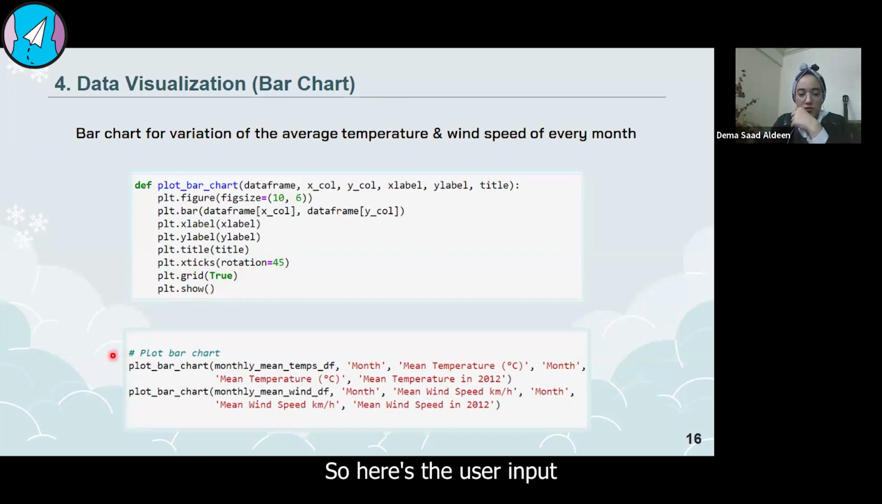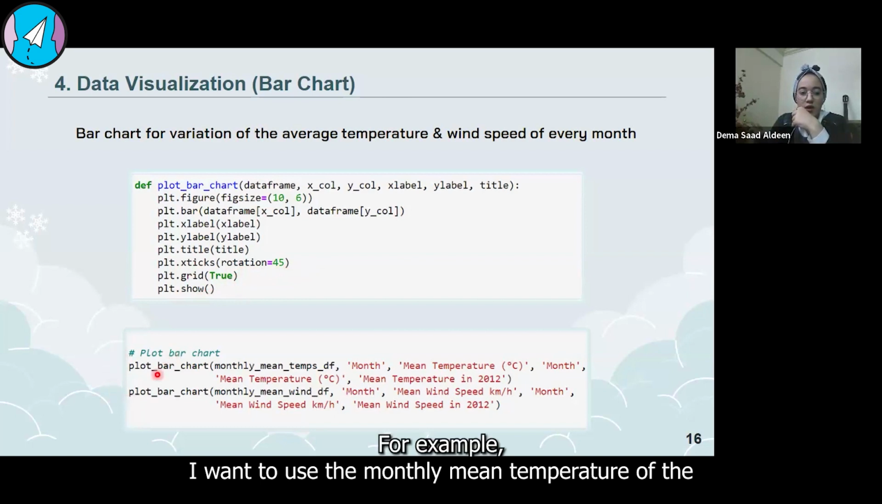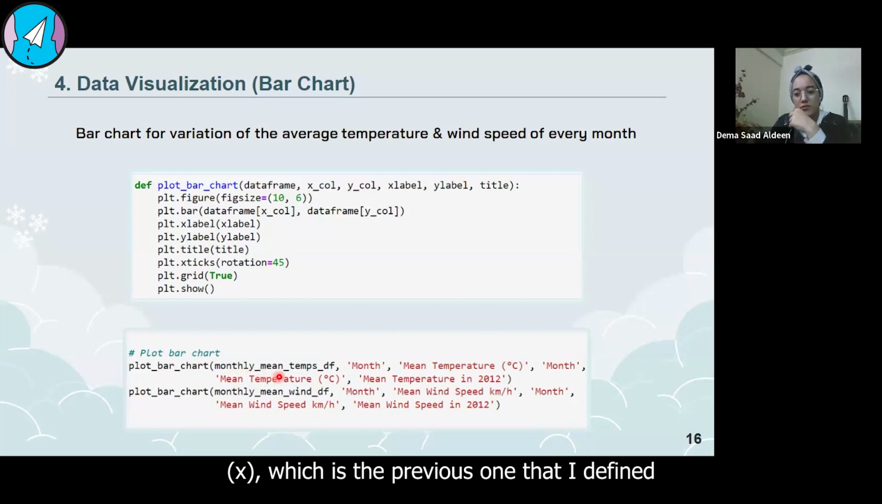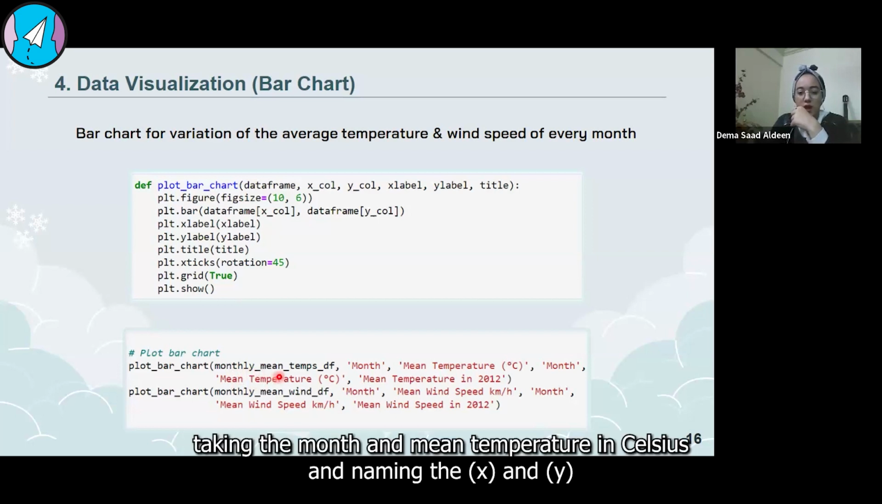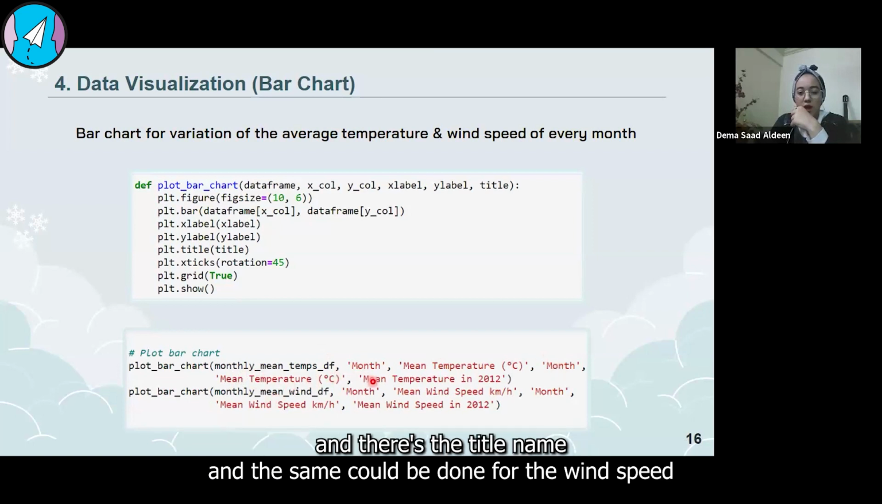So here's the user input. For example, I want to use the monthly mean temperature df, which is the previous one that I've defined, taking the month and mean temperature in Celsius, and naming the X and Y, and there's the title name. The same could be done for the wind speed.